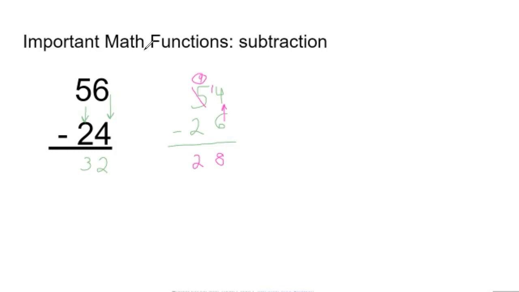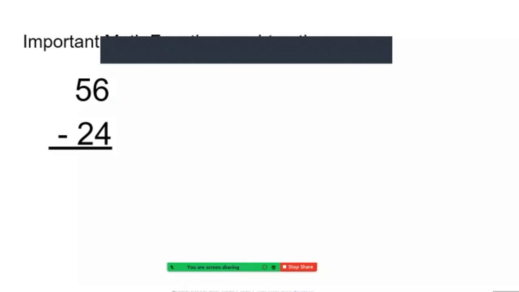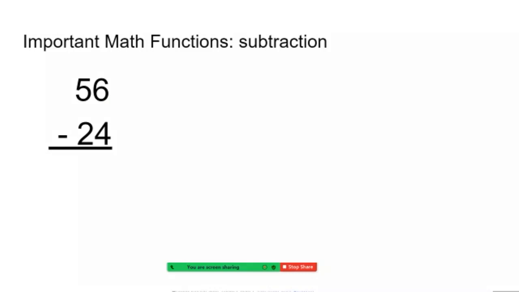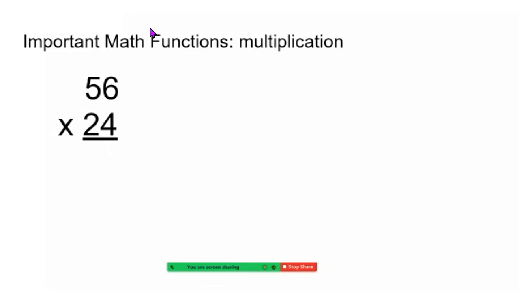So the vocabulary word we had to do is we had to borrow. Okay, of course you're familiar with the word borrow. Borrow the 10. So we changed it from 4 to 14. All right. So I hope this is just a review for you and you're like, of course I know this, right? So next thing we're going to do is multiplication.